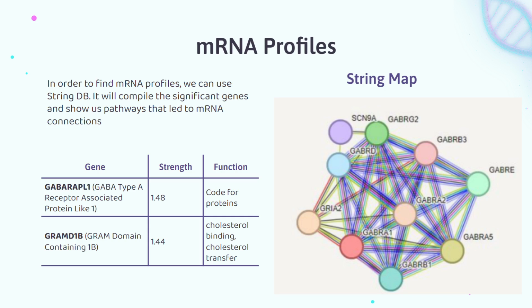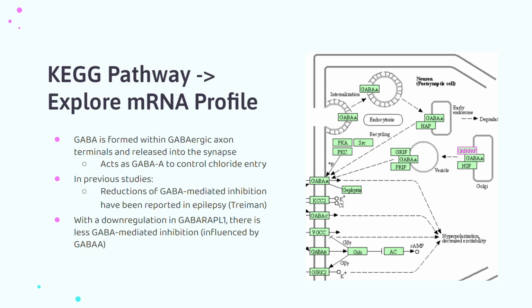So the two strongest out of epilepsy are GABARAPL1, which has a strength of 1.48, and GRAMD1B, which has a strength of 1.44. One of them codes for proteins, the other one is involved in cholesterol binding and transfer. On this photo, on the right, you see that there are many lines, meaning that the genes are very interconnected and have strong appearances in epilepsy. Our main point of focus is the GABA family, which are genes associated with GABARAPL1, because they work with the uptake of the GABA neurotransmitter, also known as the major inhibitory neurotransmitter.